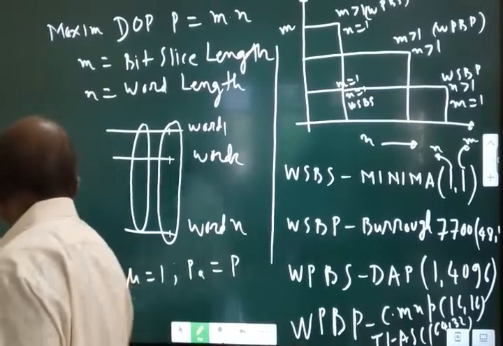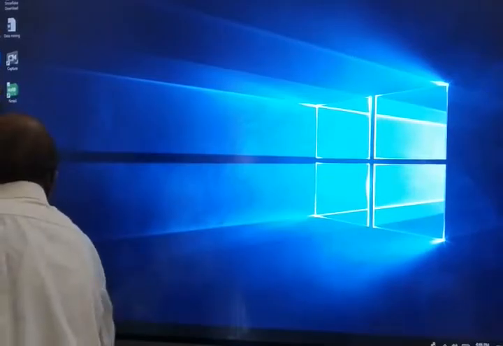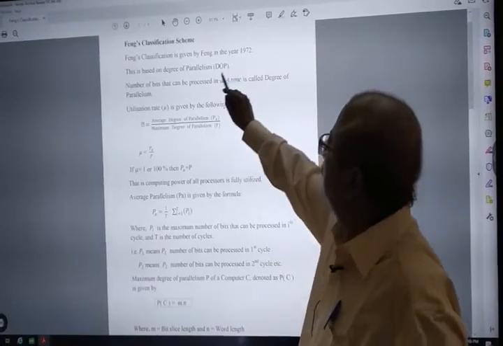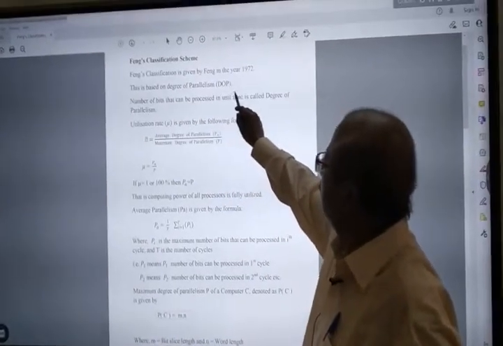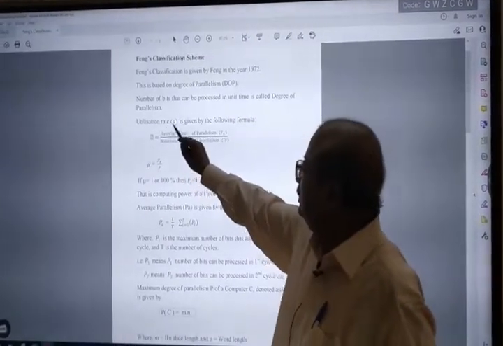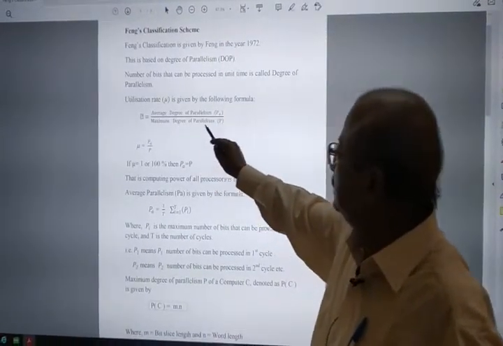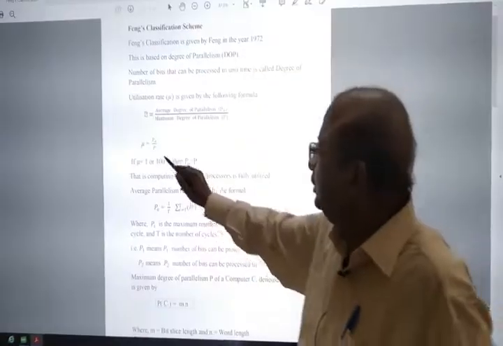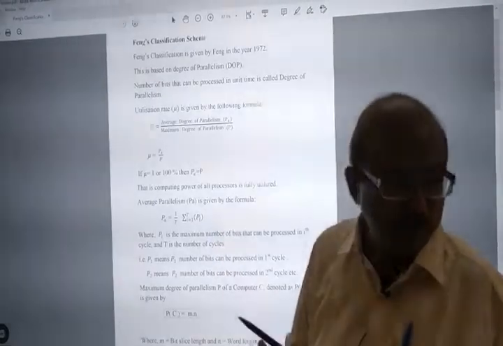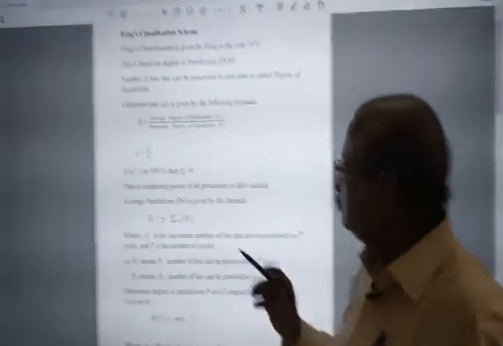Now I am going to show the same thing with the help of a PPT also. Classification is given by the scientist Feng in the year 1972. This is based on degree of parallelism. The number of bits that can be processed in unit time is called the degree of parallelism. Utilization rate mu is given by the formula average degree of parallelism PA upon maximum degree of parallelism P. Mu is equal to PA upon P. If mu is equal to 1 or 100%, then PA is equal to P, and that means the computing power of all processors is fully utilized.